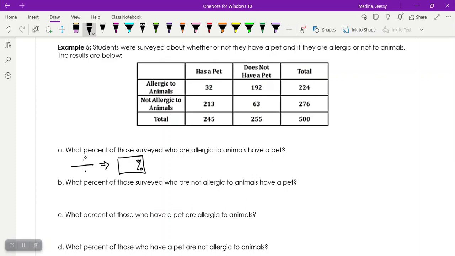Now, this one says, what percent of those surveyed who are allergic to animals have a pet? So are we talking about all the ones that are allergic to animals or all the ones that have a pet? Exactly. So the total is allergic to animals. Where's allergic to animals? Row or column? It's a row, right? So those people, how many have a pet? 32 have a pet, right? All right, so 32 out of 224.